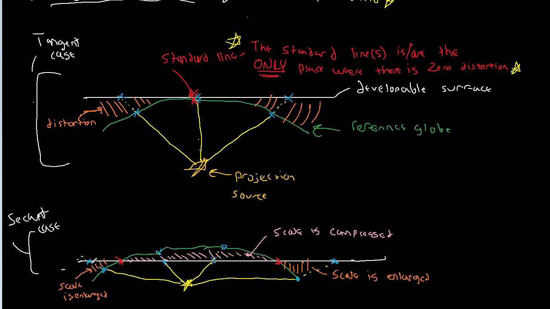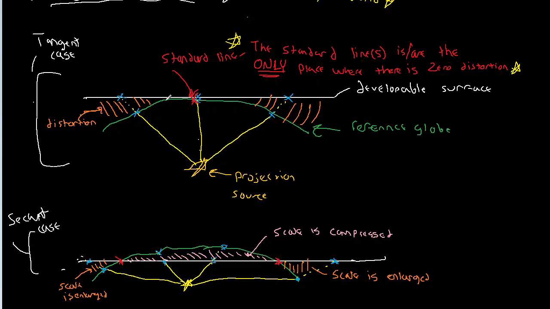So in this case, where the developable surface is outside the reference globe, everything is farther apart, things are bigger, things are aligned in a larger fashion, right? But if they're inside the reference globe, the scale is compressed. Things are closer together than they should be in the real world. Okay? So this is the fundamental concept of distortion.